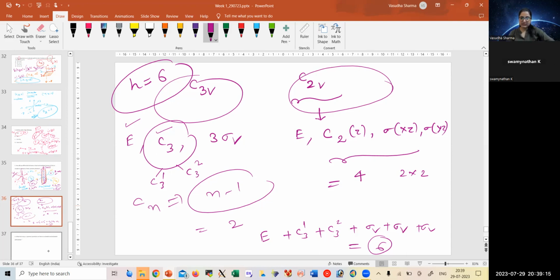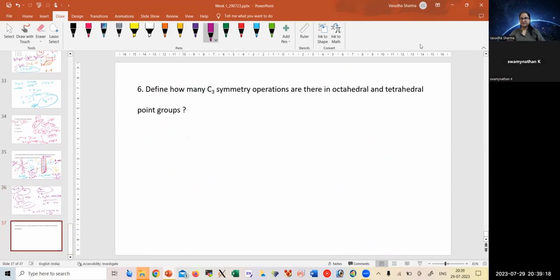Great. So we are taking up the last question, then we will explain the other 3 examples that are left. Now we need to define how many C3 symmetry operations are there in octahedral and tetrahedral point groups. Again, a similar question, but it is coming in a different format. You need to find the total number of C3 symmetry operations. Firstly, we'll take up the tetrahedral point group.